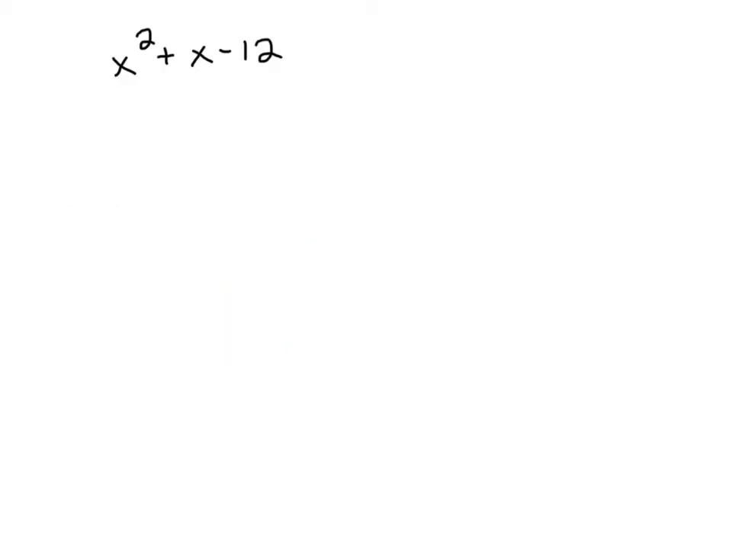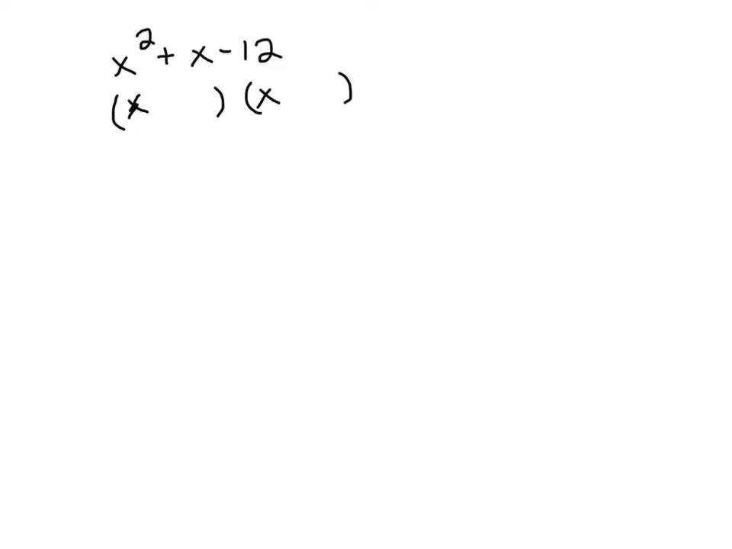Let's do another example of factoring a quadratic expression. Here I have x squared plus x subtract 12. And if I want to factor that, I'm going to first of all set up by putting my parentheses. I know that the first two terms, when multiplied together, have to give me an x squared. So the first two terms have to be an x.